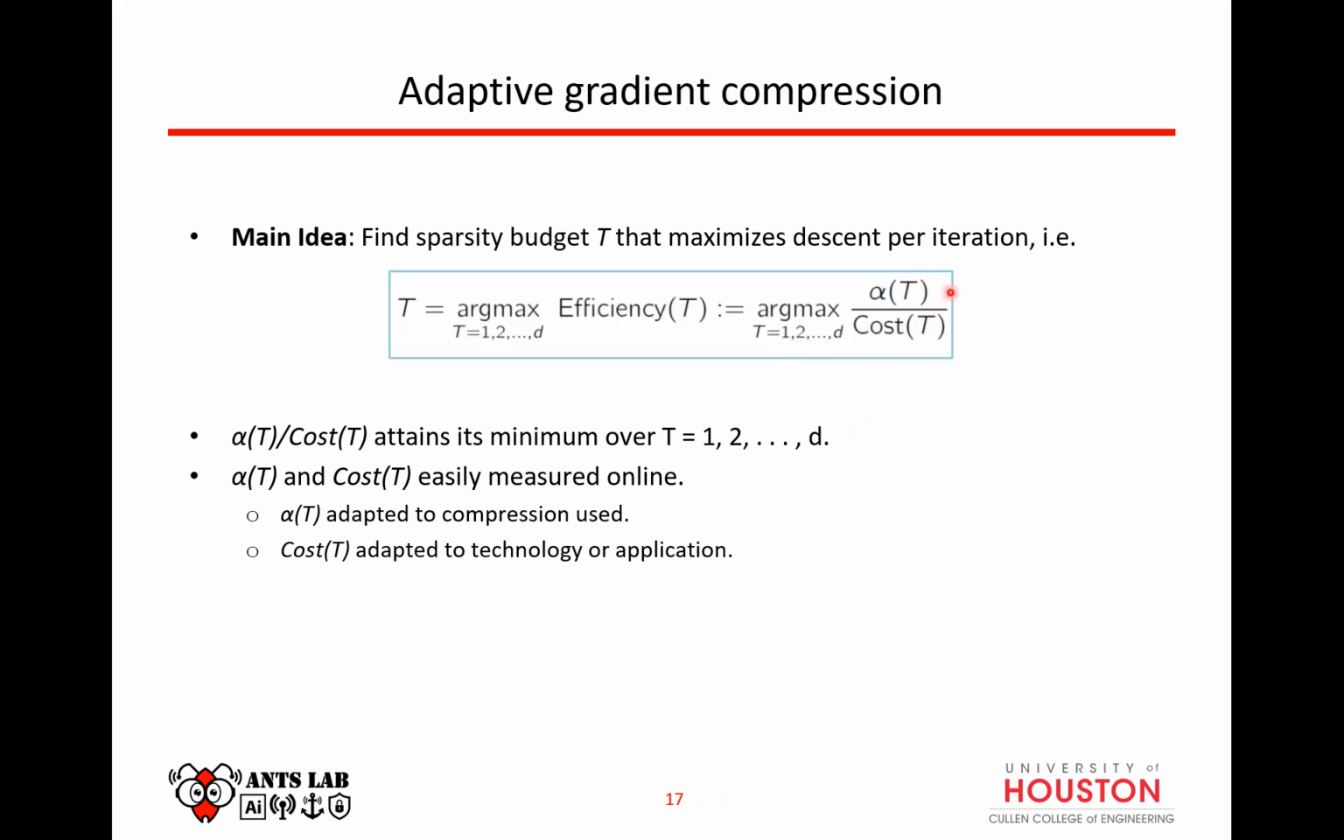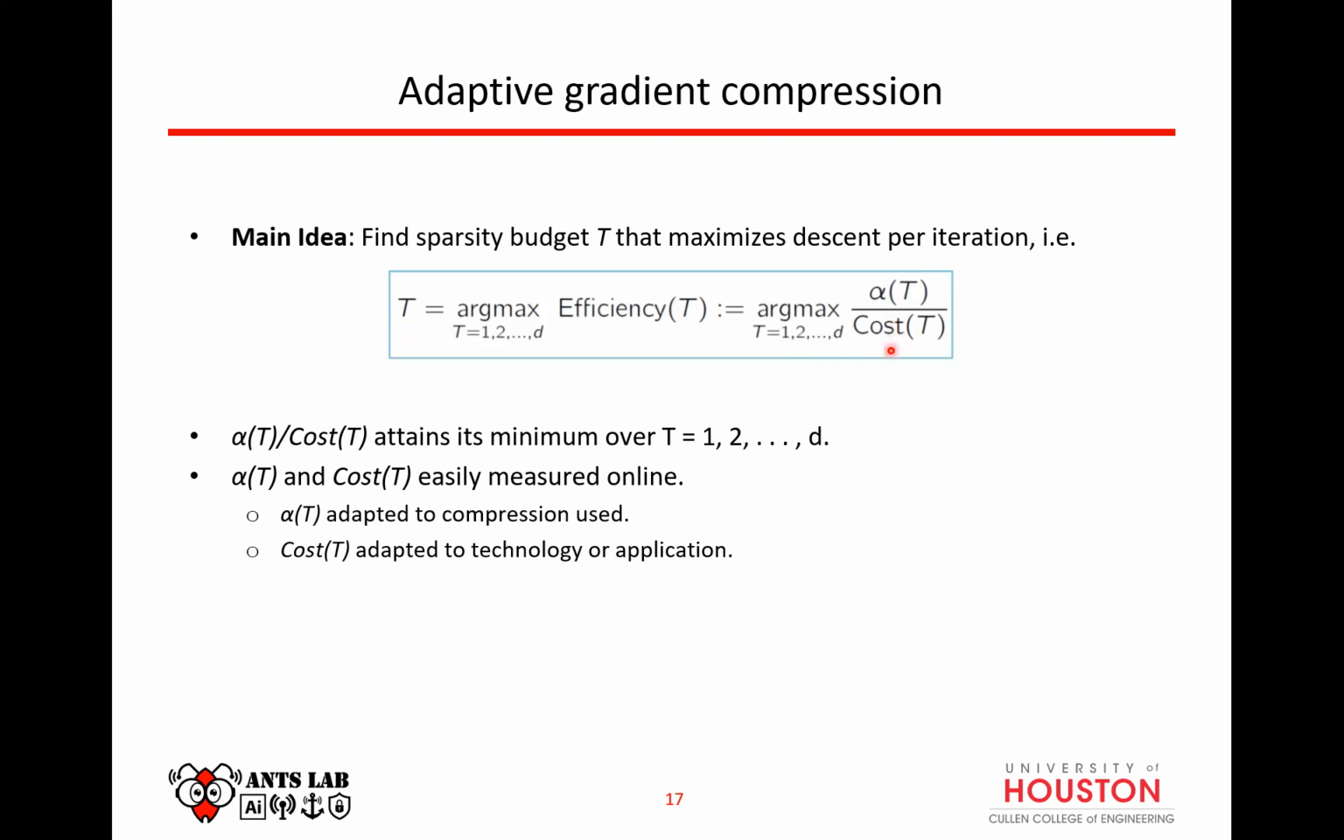Both of these values can be measured online. That's the major advantage of it. And your alpha value can be easily adapted to whichever compression method you use, like we saw in the previous slides in the definition of alpha. So this solves the main challenge that most compression methods are not very flexible because you try to find the budget in the beginning, before training. And the second challenge, the communication, is overcome by using this cost.